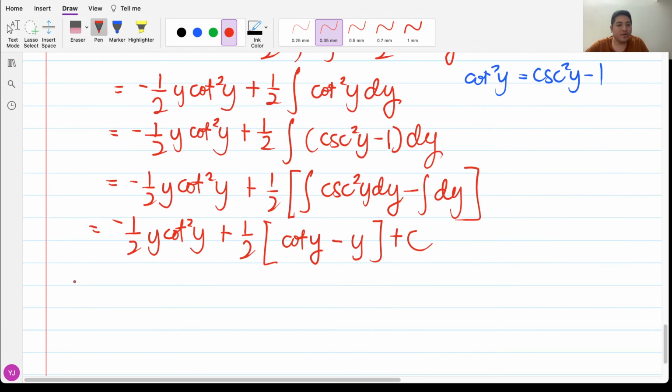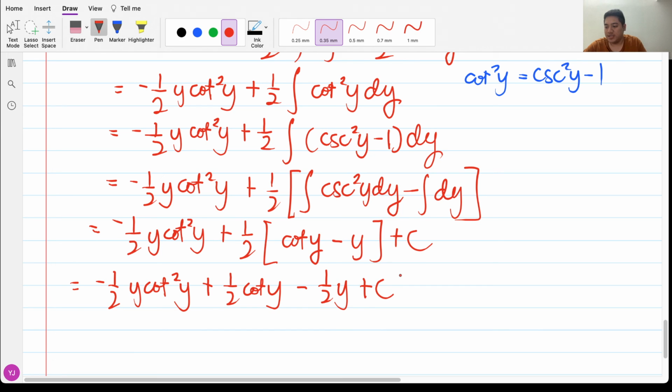Don't forget to distribute the 1 half here. So that's 1 half cotangent of y, and then we have minus 1 half of y plus c.